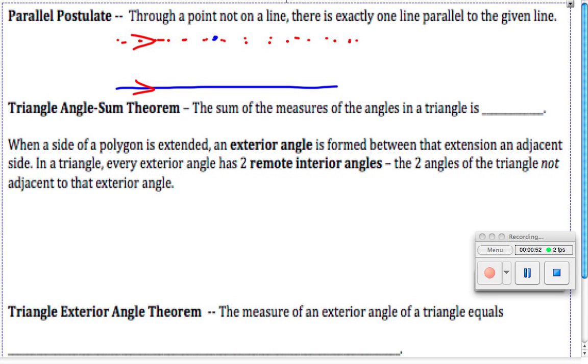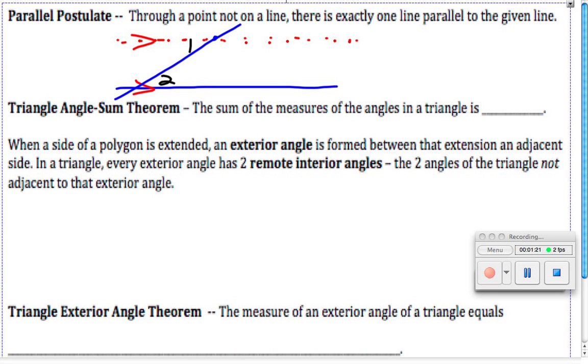All right? So, if I were to draw a random line passing through that point and passing through my line, and let's say I call this angle 1 and angle 2. These lines are parallel. What do you notice about angles 1 and 2? They're alternate interior, so I know that they're congruent.